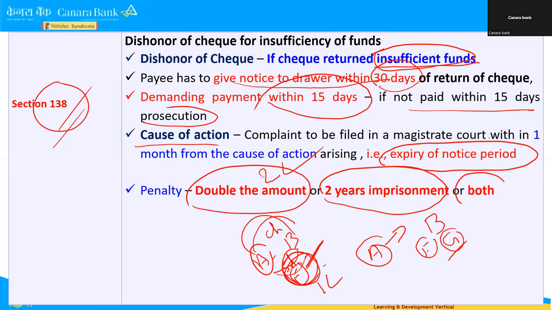This is how dishonor of a check for insufficient funds happens. Section 138, how it deals. Punishment, you have to remember, double the amount, or 2 years, or both. And cause of action means 1 month, and notice, you have to remember how much period he has to give.